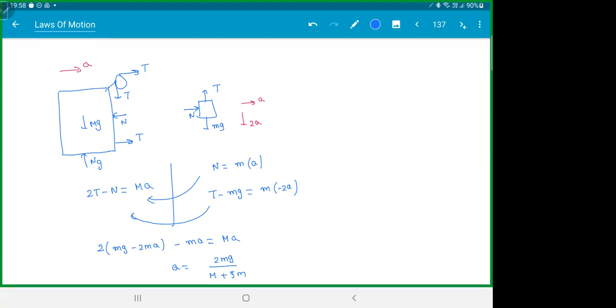Check. Got it? So the acceleration of the small block will be A i cap minus 2A j cap. So it's not a single acceleration.